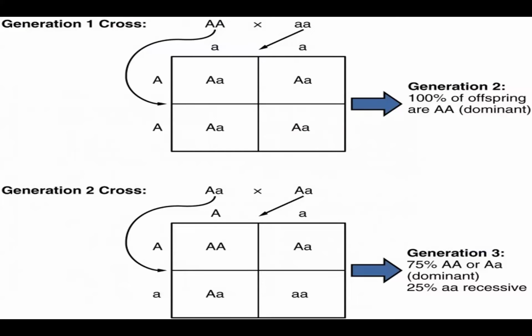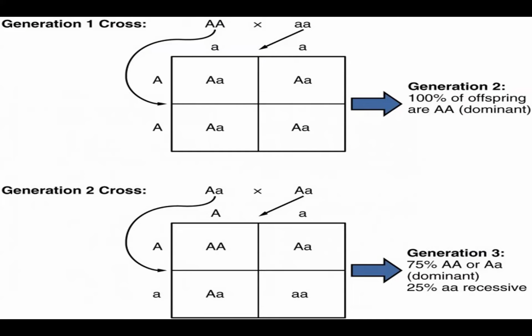In the first generation cross, let's say it's the one that we've seen before, one homozygous dominant and one homozygous recessive, if they combine, the second generation will be 100% of offspring dominant, but heterozygous, right?